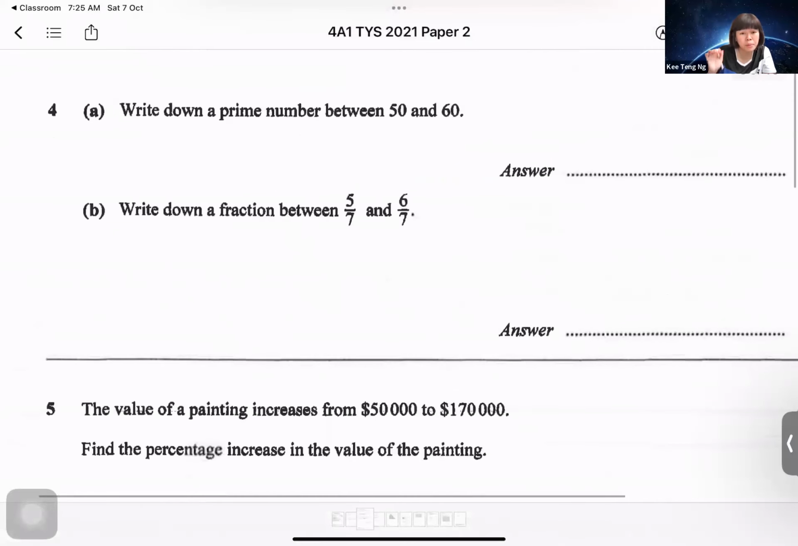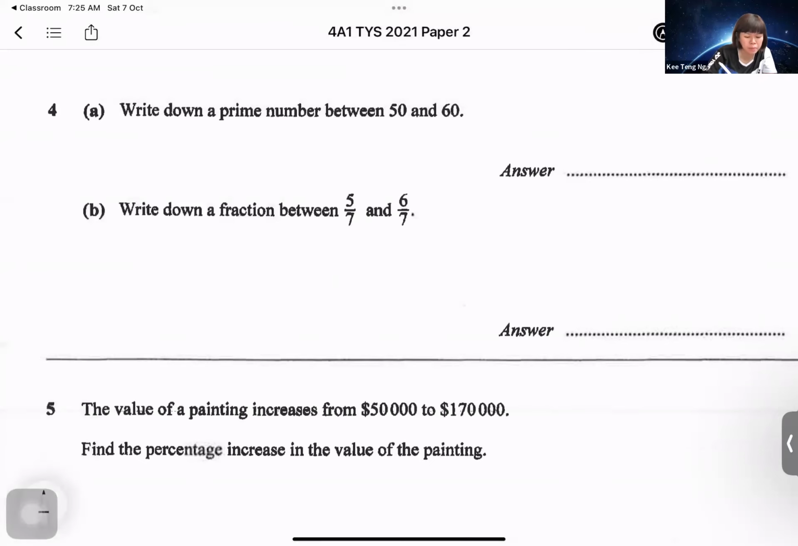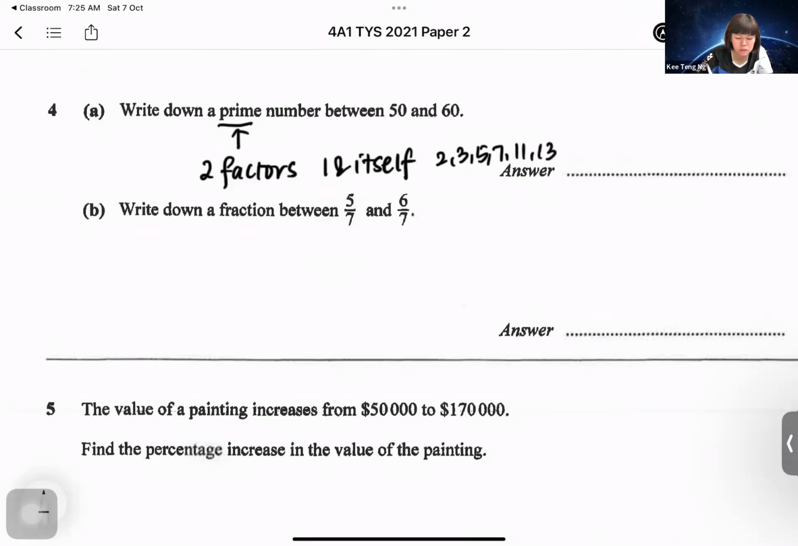Write down a prime number between 50 and 60. What are prime numbers? Prime numbers only have 2 factors, 1 and itself. So prime numbers can only be divided by 2 factors, 1 and itself. What are some of the prime numbers? The common prime numbers start with 2, 3, 5, 7. 9 is not a prime number. 11, 13, and so on and so forth.